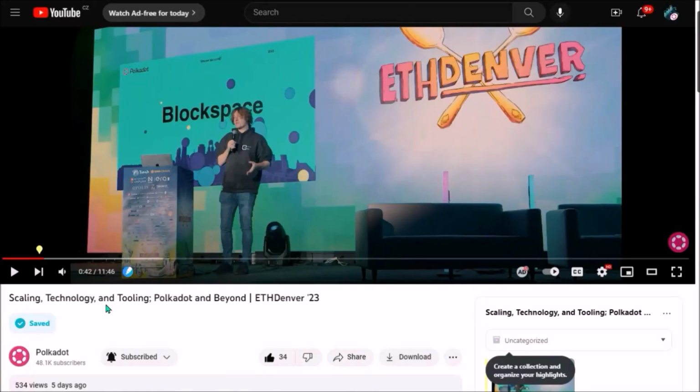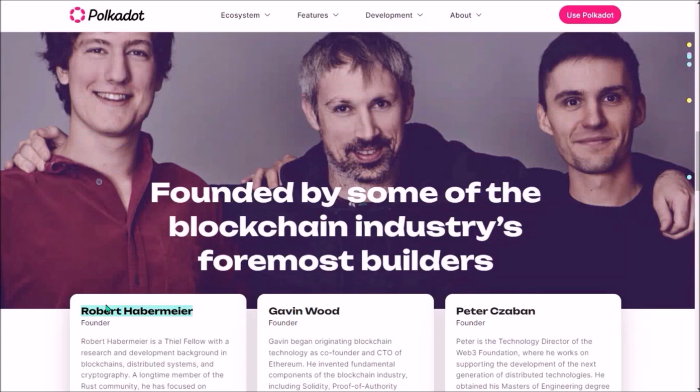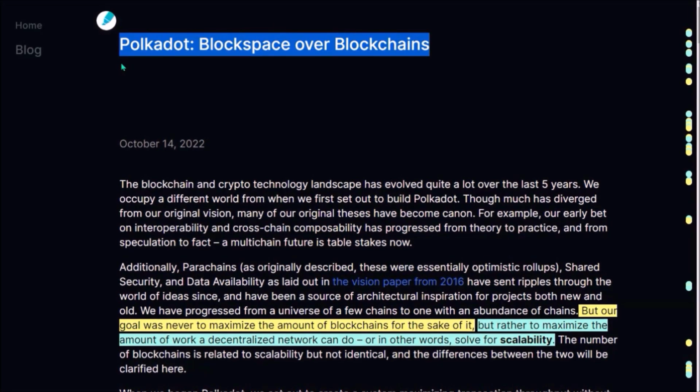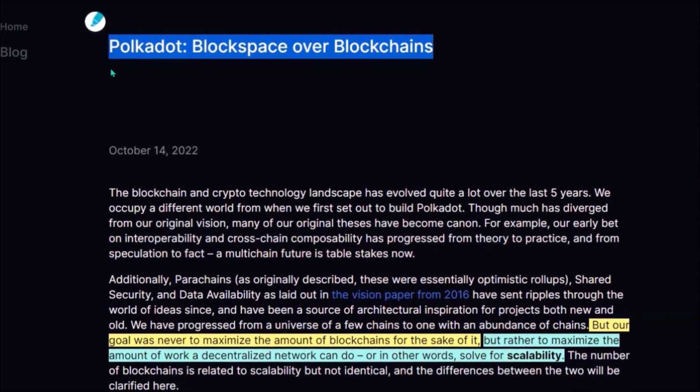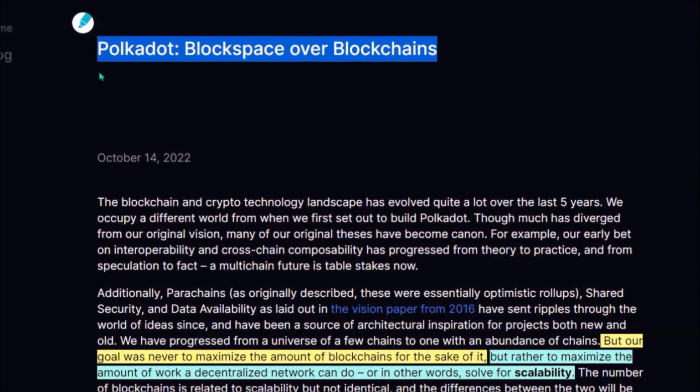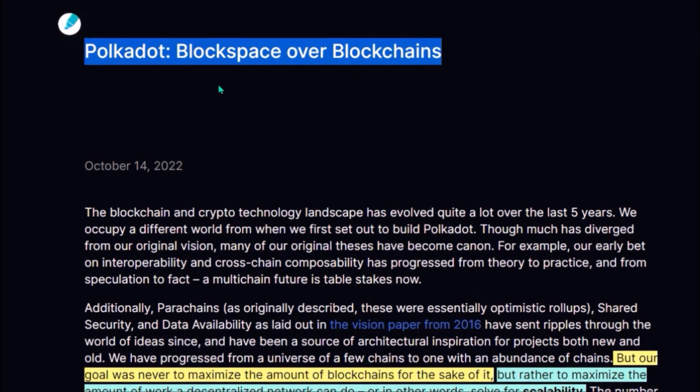Hello, today I'm covering a slightly more technical topic, Blockspace. Blockspace is a concept introduced by Robert Habermeier, one of Polkadot's co-founders. He first introduced the idea of Blockspace back in October in his blog post called Polkadot Blockspace over Blockchains.